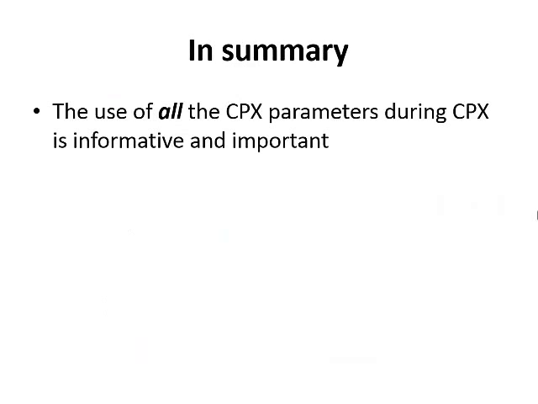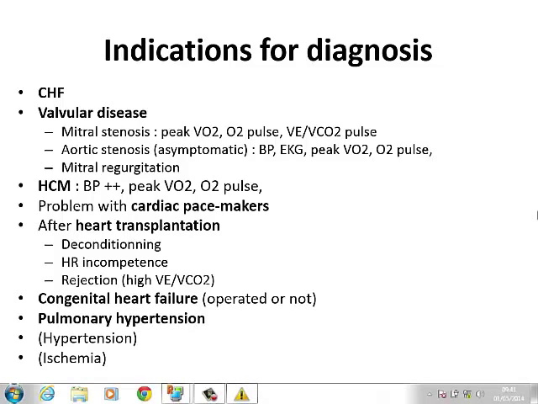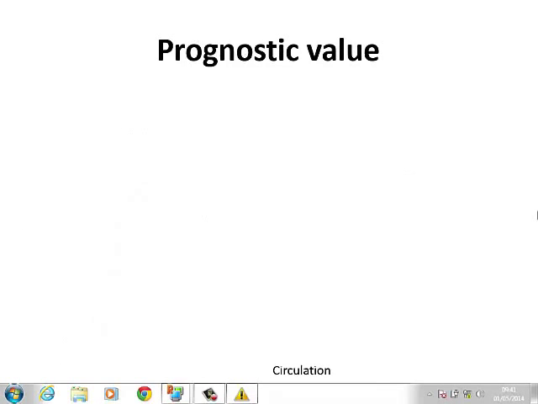Okay, so in summary, the use of all the CPX parameters during exercise is very important for the patient. This slide showed you the major indications. You can see that there are really a lot of indications of gas exchange. I would say only hypertension or detection of ischemia, for this you don't need gas exchange.